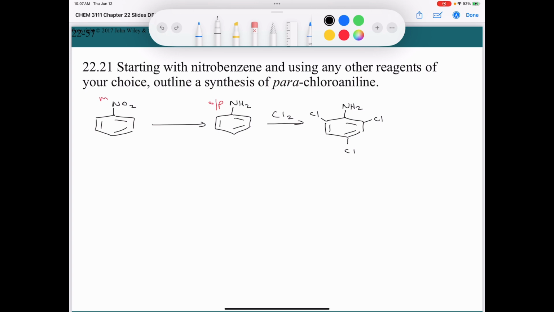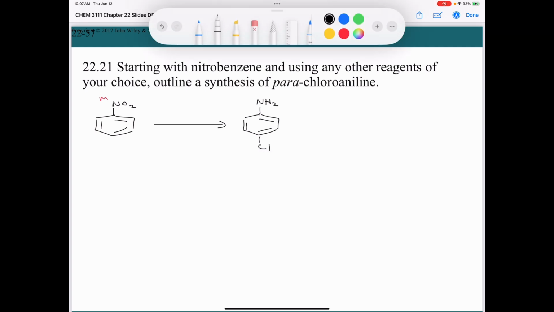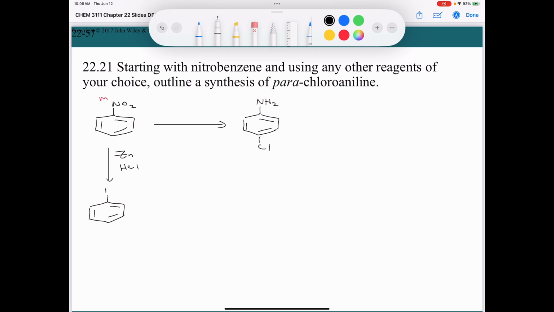So what's that going to look like? Well, maybe I'll just erase some of this, and that way I'll have a little more room to work with. So why don't we start our synthesis going down like this? So we want to make this compound, parachloroaniline. So the first thing we're going to do is reduce the nitro group down to the amine, and for that I can just use zinc and hydrochloric acid. So we'll put here zinc and HCl, or you could use iron and HCl. Either way is fine, whichever reducing agent you want to use.